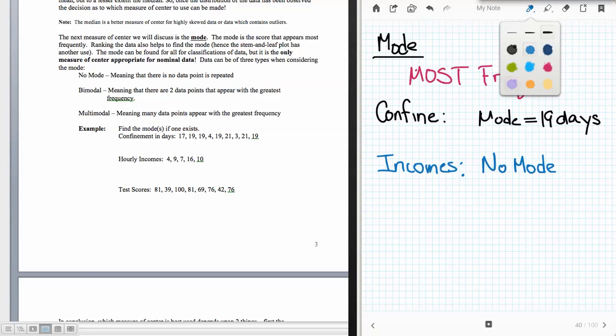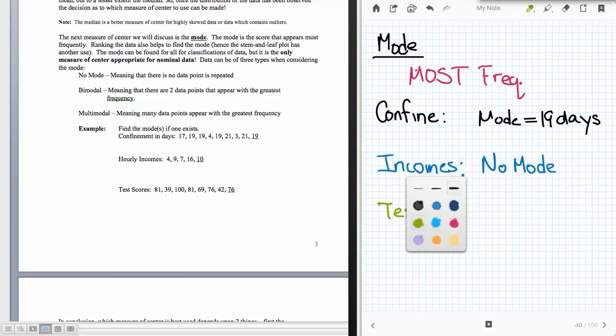Now, looking at our last set of data, we have test scores. In the test scores, I see 81 occurs once there and another time here, so it occurs twice. Then 39 only once, 100 only once, 69 only once, 76 occurs twice, and then 42 only once. So the test scores is actually bimodal data. It has two modes.